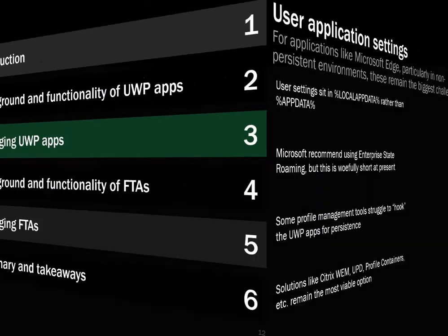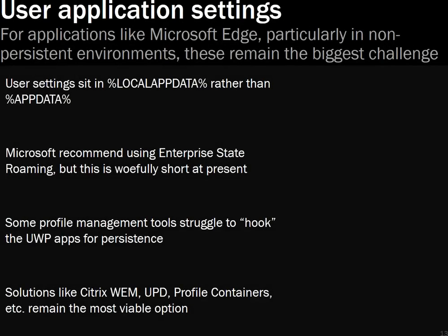But how do we go about managing these UWP apps? And if you're in a non-persistent environment, particularly when we try to do this with Microsoft Edge, this is where you get a very big challenge, unfortunately. Now, most of the user settings for Universal Windows Platform apps sit in the local app data folder rather than app data, which obviously, if you're using something like a standard roaming profile, gives you that problem that it's not captured by default, although you can hack your way around it, but it's a bit of a dirty hack.